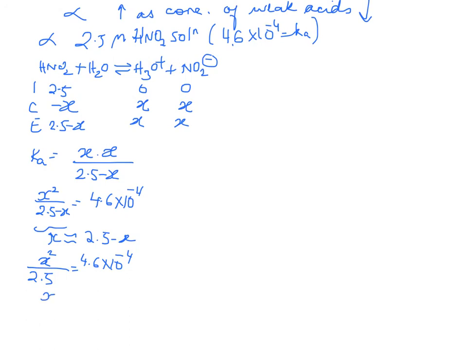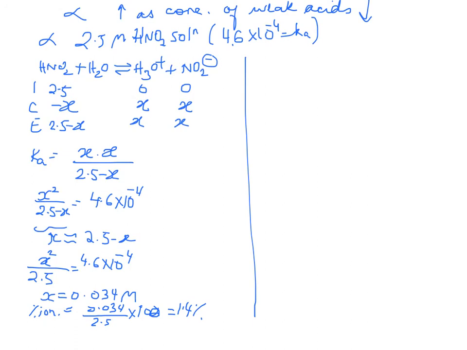X comes out to be 0.034 molar. To calculate the percentage ionization, that will be the value of hydronium at equilibrium, so 0.034 divided by what you began with, times 100. This value comes out to be 1.4%.